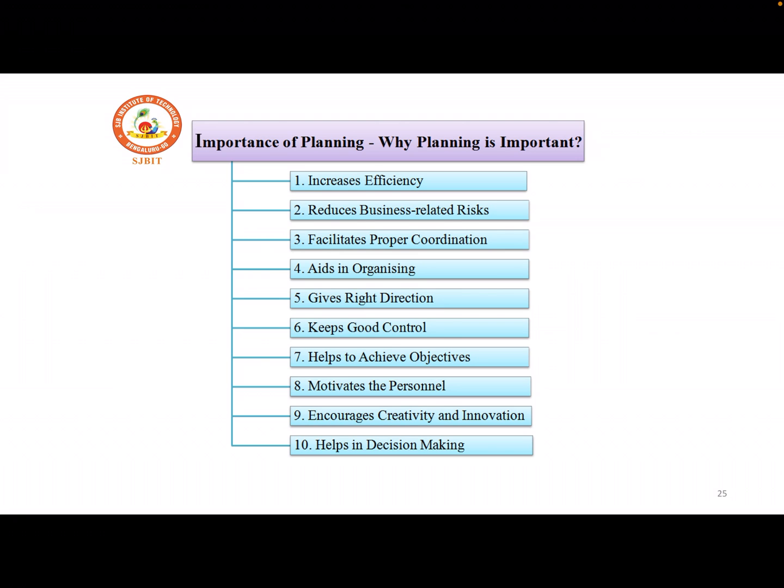What is the importance of planning? Why is planning important? Planning is important to increase efficiency, reduce business related risks, facilitate proper coordination, aid in organizing, give the right direction for the organization, keep good control, help to achieve objectives, motivate the personnel, means staff, encourage creativity and innovation, and help in decision making. So these are the important points why we should plan.